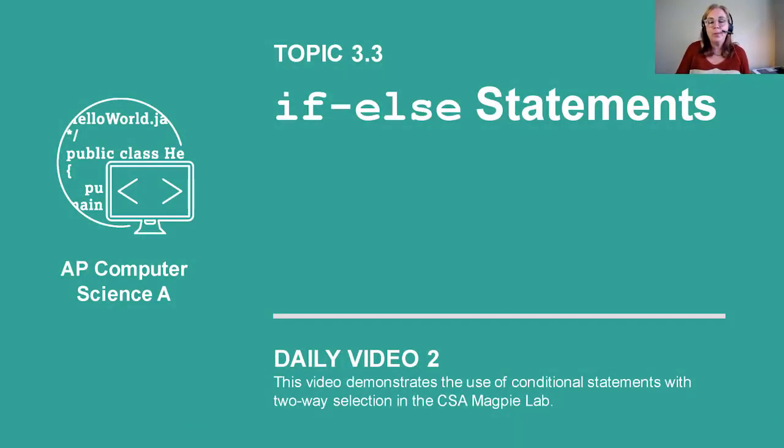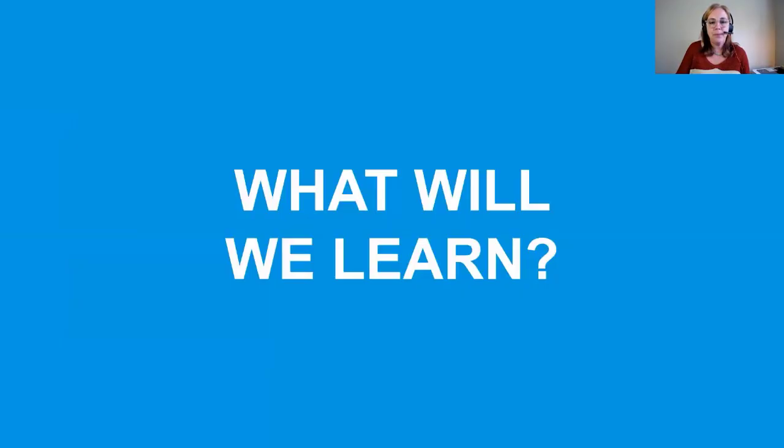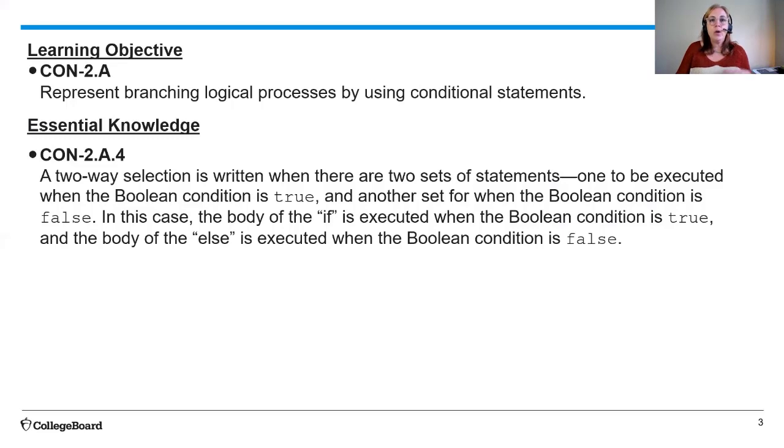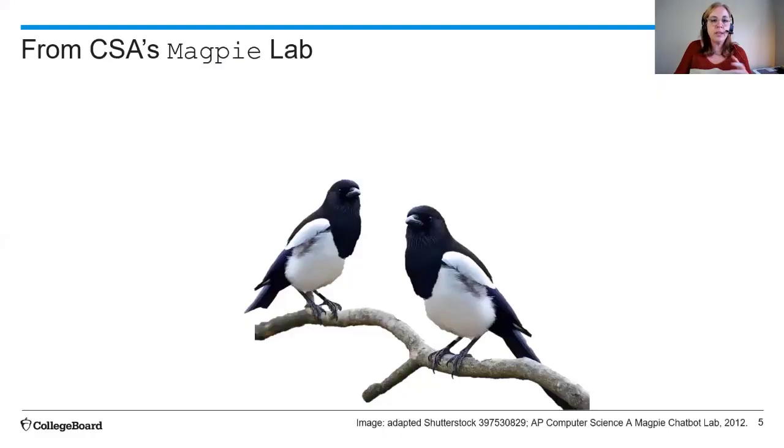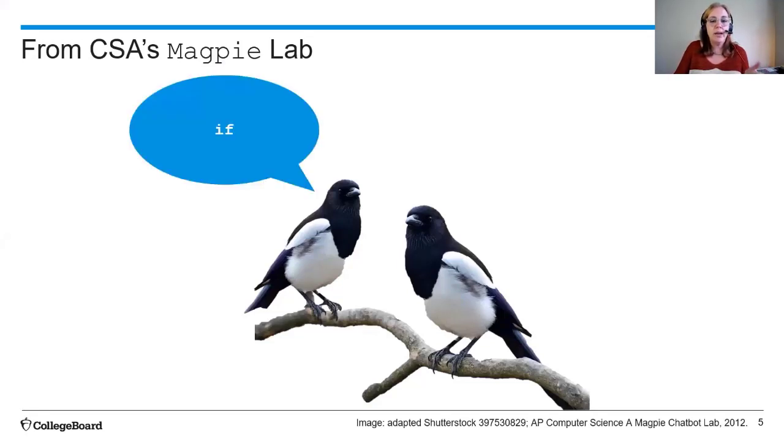Welcome back for topic 3.3, where we're going to look at if-else statements in the Magpie Chatbot Lab. We're still thinking about how branching occurs in a two-way selection so that the true branch is invoked or the false branch is invoked. So let's look at examples. Remember, we have Bo and JJ sitting on the branch, trying to talk to each other, and we're going to be thinking in this particular section about how an if-else statement can control the flow of a program, and we're also going to see how nesting can impact flow.